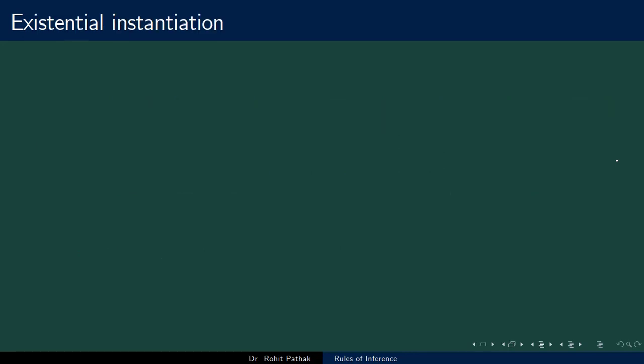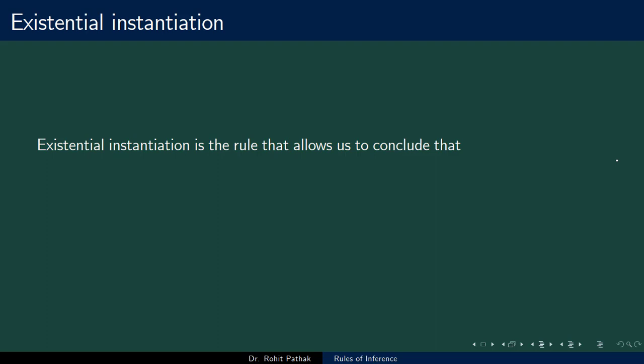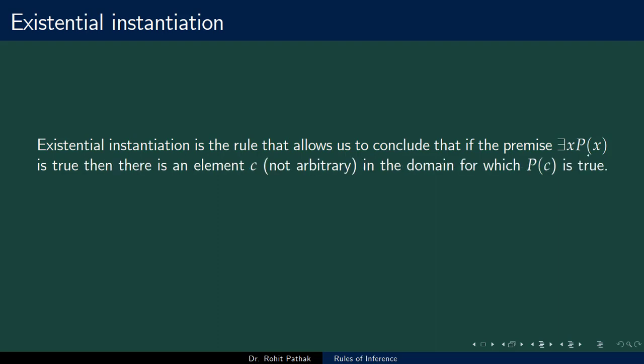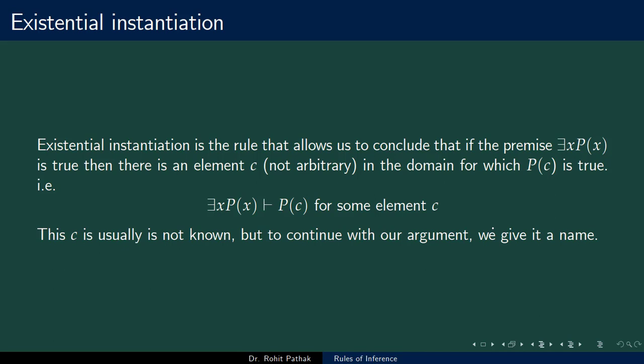The next is existential instantiation, which is the rule that allows us to conclude that if the premise ∃x P(x) is true, then there is an element c, not arbitrary, in the domain for which P(c) is true. So c is a particular element of the domain, not arbitrary. That means ∃x P(x) such that P(c). That means P(c) is the conclusion that follows from ∃x P(x) for some element c. This c is usually not known, but to continue with an argument, we give it a name.